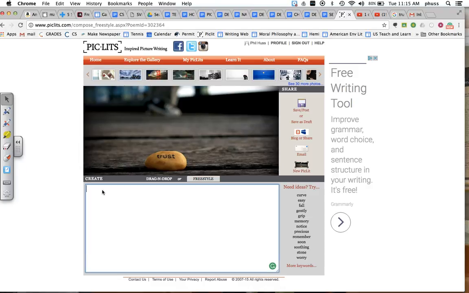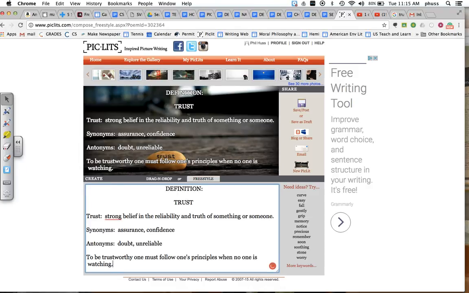So to save some time, I've cut and pasted my definition of trust, which obviously is inspired by the word on this, whatever that is, a potato. So I looked up trust, and I put in my own words this definition. It's a strong belief in the reliability and truth of something or someone.